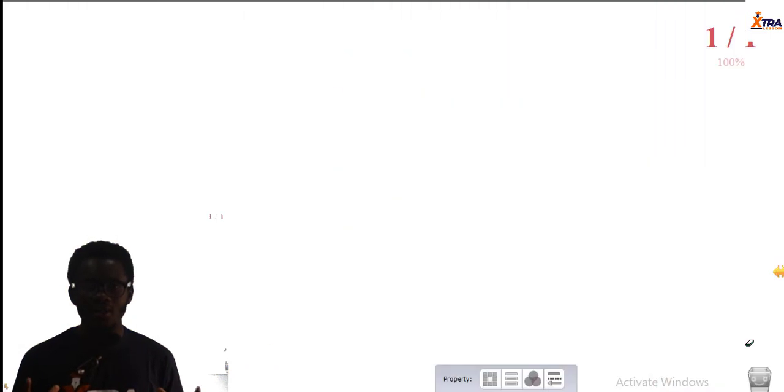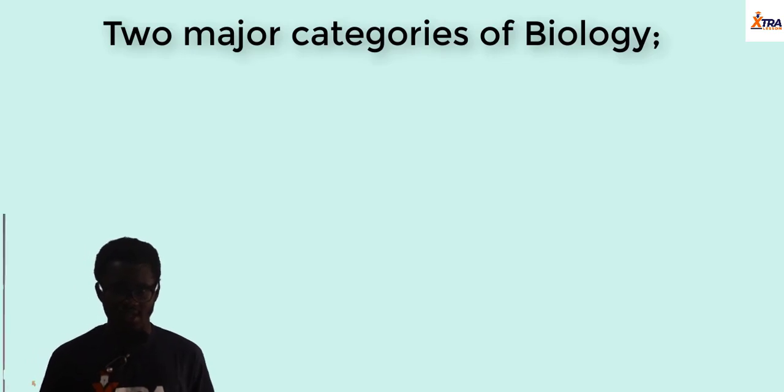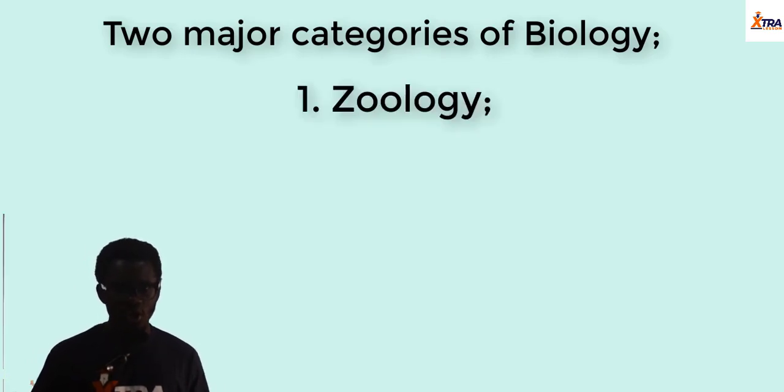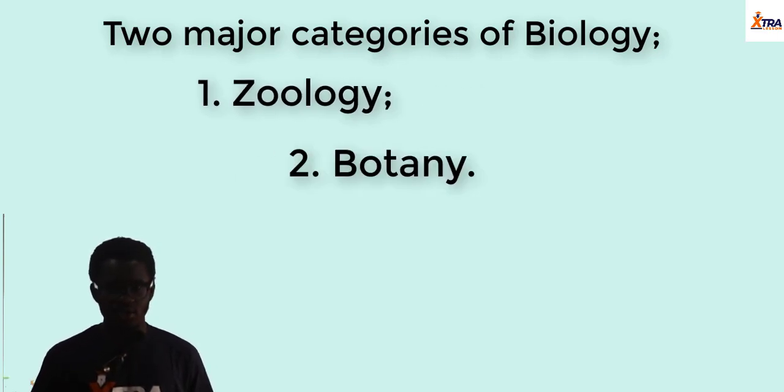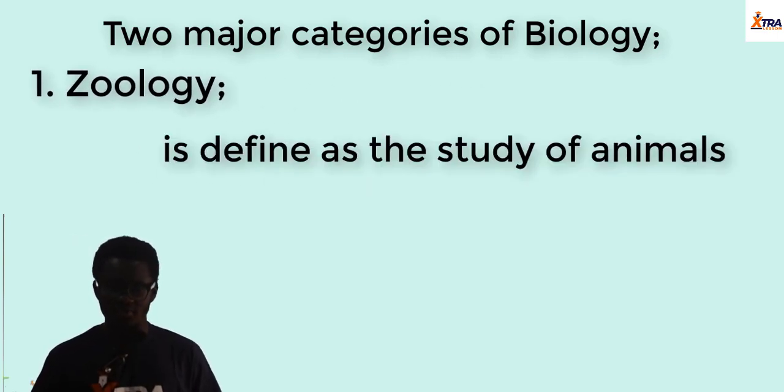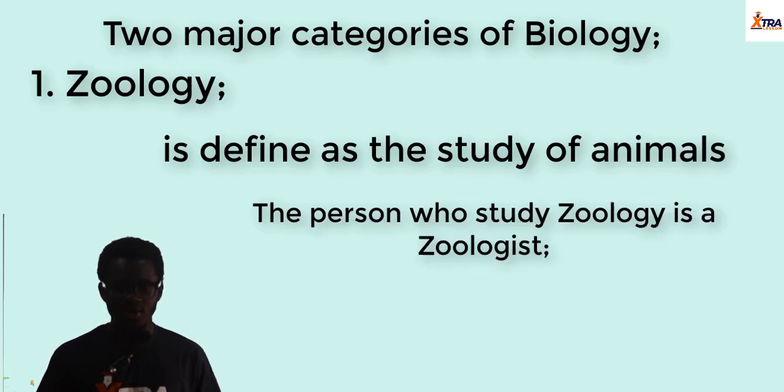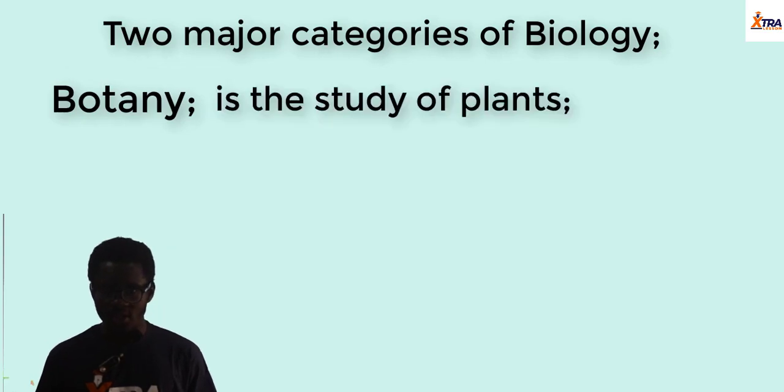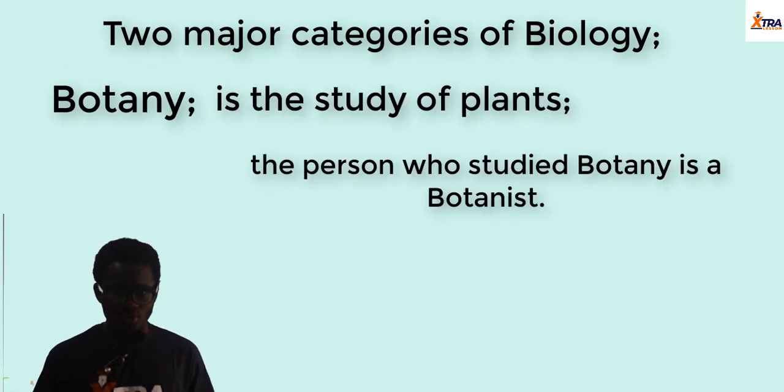Now, biology as a field of science has two major categories. We say zoology, which is the first category, and botany, which is the second category. Zoology is simply defined as the study of animals. A person who studies zoology is called a zoologist, and botany is the study of plants. A person who studies botany is called a botanist.